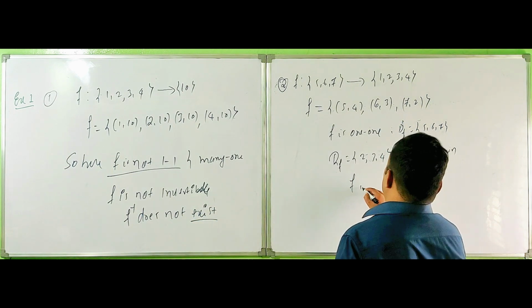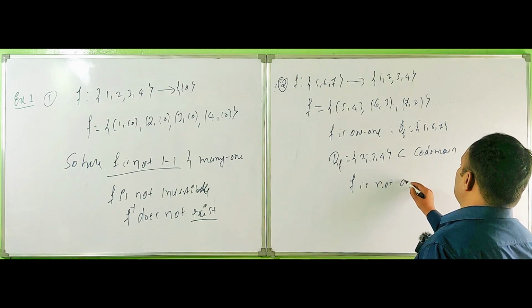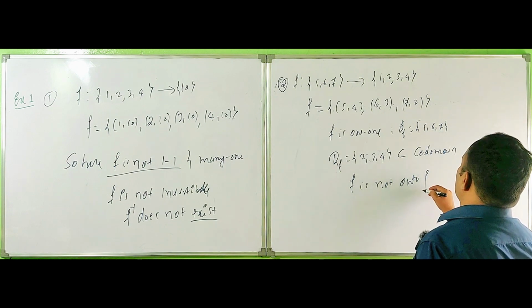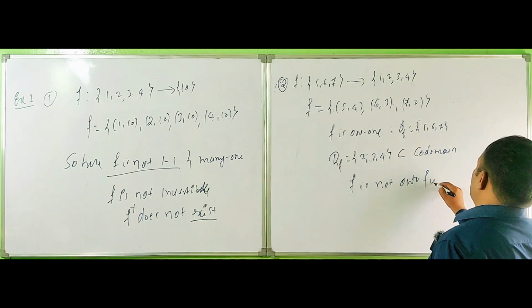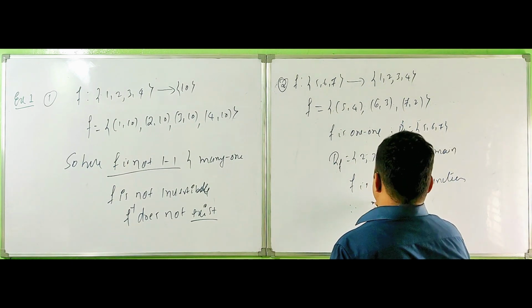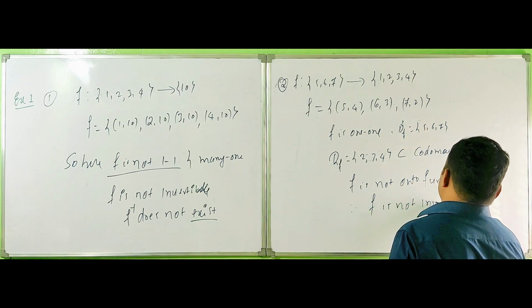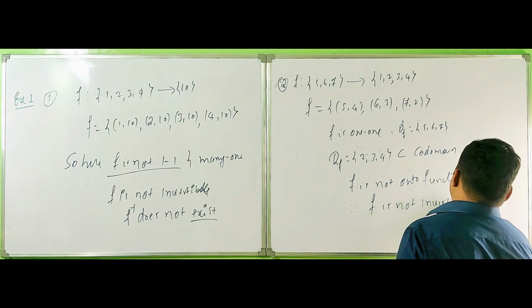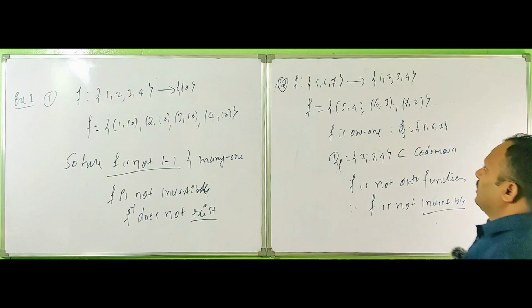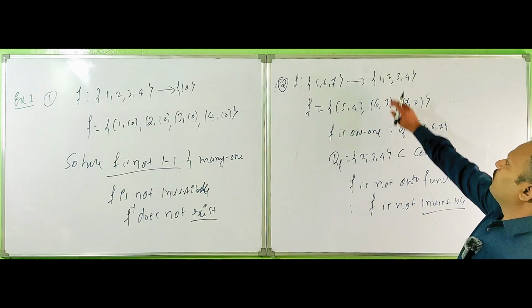F is not an onto function. Therefore, F is not invertible. Why should it be onto? See, only 2, 3, 4, and 1 is left.